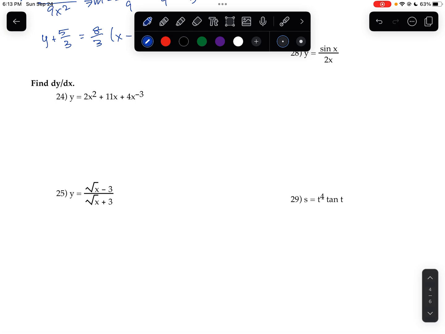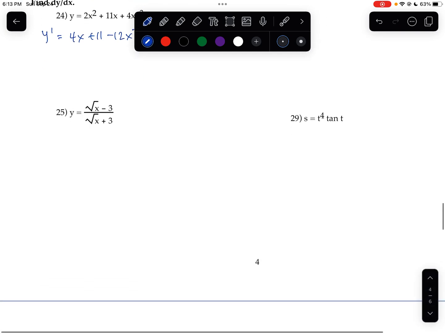Find the derivative. So y prime will be equal to 4x plus 11 minus 12x to the negative 4 for that one. Okay, easy enough. For 25, 25 is a difficult one. We'll have to use the quotient rule.